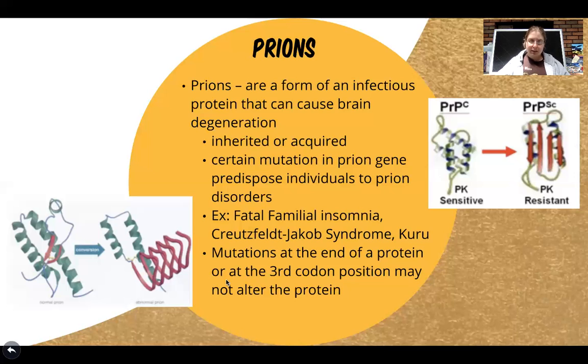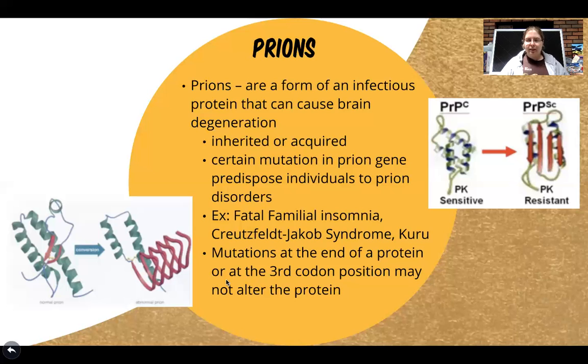So we have some examples here. Fatal familial insomnia is an example. Creutzfeldt-Jakob syndrome, Kuru, we mentioned mad cow disease. What they have noticed though is that mutations that occur more so at the end of the prion gene or in the third codon position. So remember, a codon is 3 bases in the mRNA. And if the mutation occurs in the third base, or at the end of the gene, then it really doesn't alter the protein, not in such a way that it'll become a prion and become infectious.